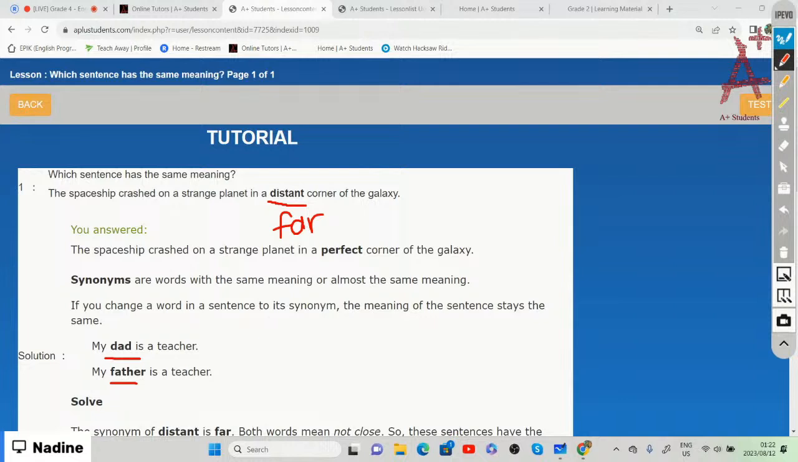right? So both distant as well as far, both mean that it is not close by. So it is not close, it is far. It is in a distance, right? Which means that far and distant are synonyms, right? They are synonyms, and both of these words mean not close.